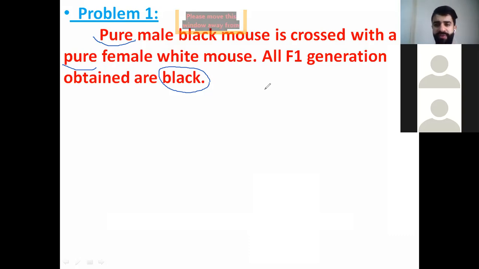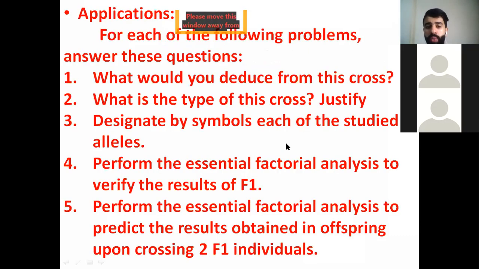So what is the type of this cross? Here the parents are pure and they differ in only one trait, which is the color of the skin, the color of the coat. So this is called a monohybrid cross. The parents are pure and they differ in only one trait, so this is called a monohybrid cross.